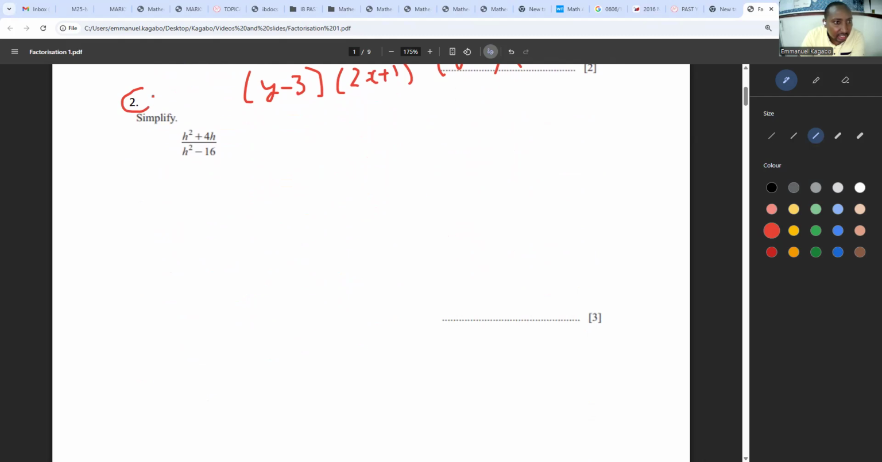Now, what about this one? It is still factorizing, but they said it's simplified. That means I'm going to factorize, and then after factorizing, I'm going to simplify. Simplifying here means dividing. Some things are going to cancel out, canceling each other.